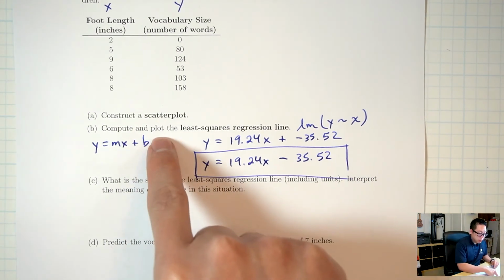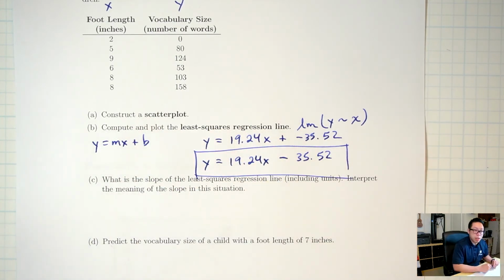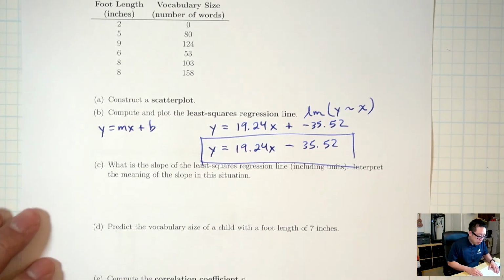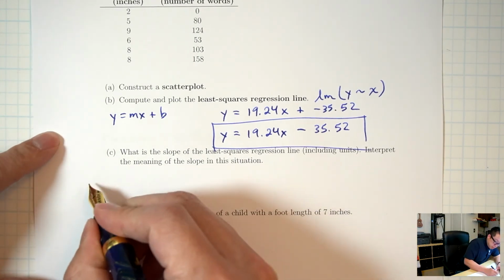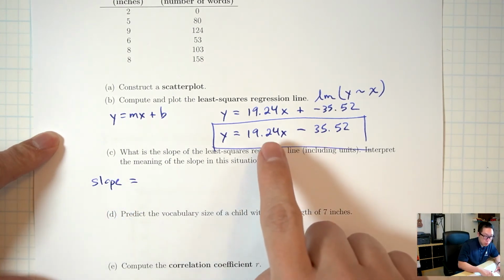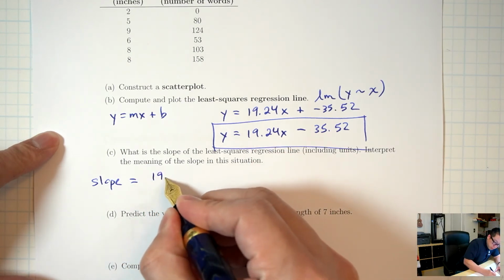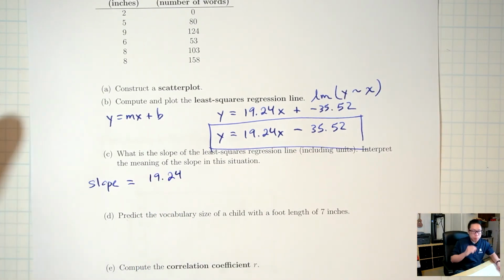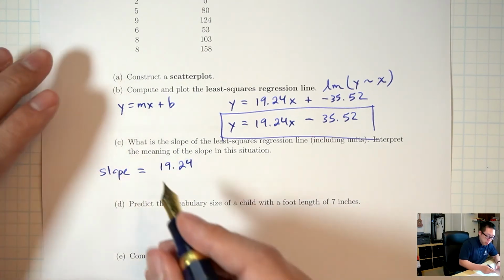The plot part, if you're using regular R or RStudio Cloud, you can plot the line by using abline. But on the online R console, that part doesn't work, so we'll skip the plot part. Part C, what is the slope? The slope is the number that's multiplying the x, the coefficient of the x, which is the 19.24. And typically slope, we want this as a fraction, so we're going to force this to be a fraction by putting it over 1.